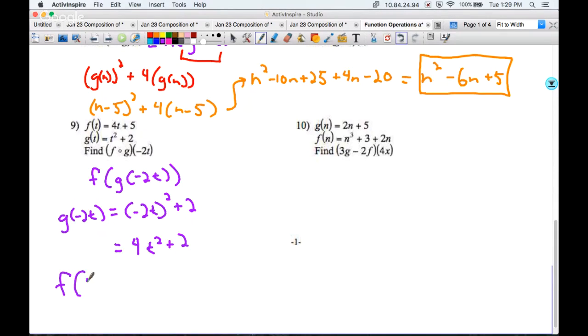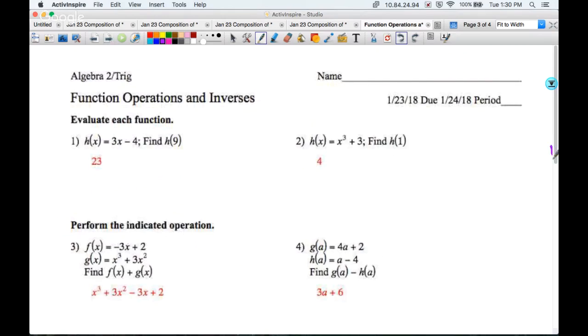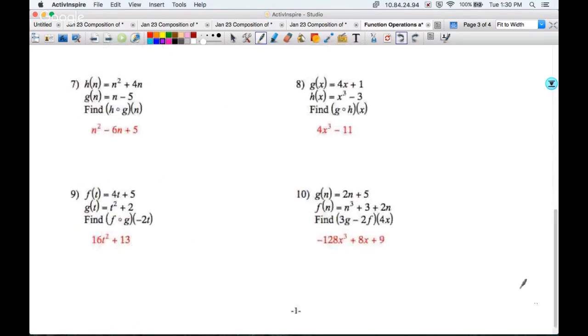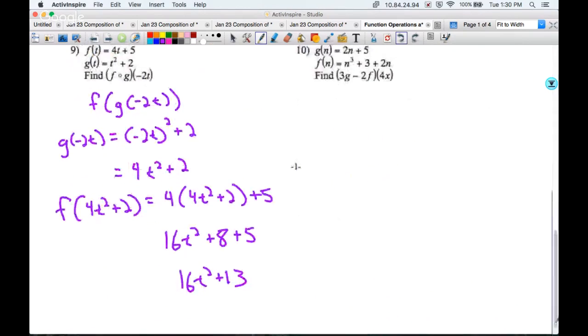So I can say I'm doing f of 4t squared plus 2, which now equals 4 times 4t squared plus 2, plus 5. Distribute that 4, we get 16t squared plus 8 plus 5, 16t squared plus 13. Let's double check I didn't make a mistake on that one. 16t squared plus 13. All right.